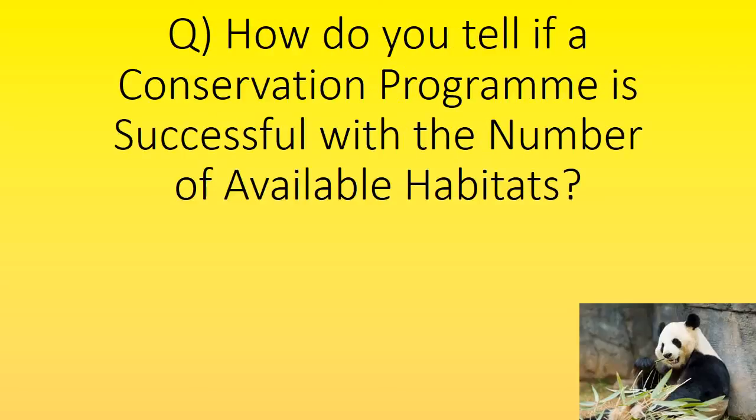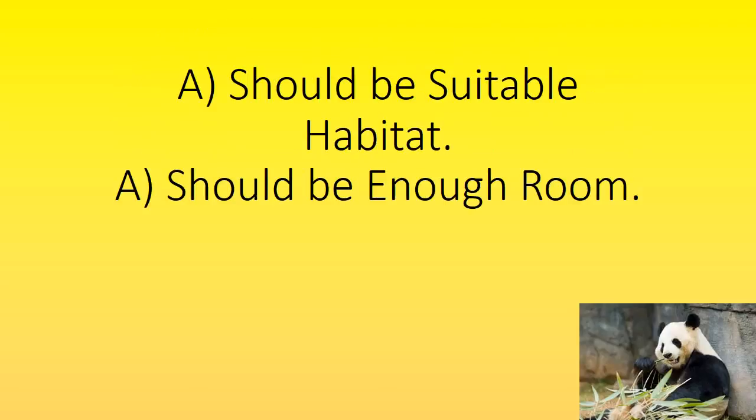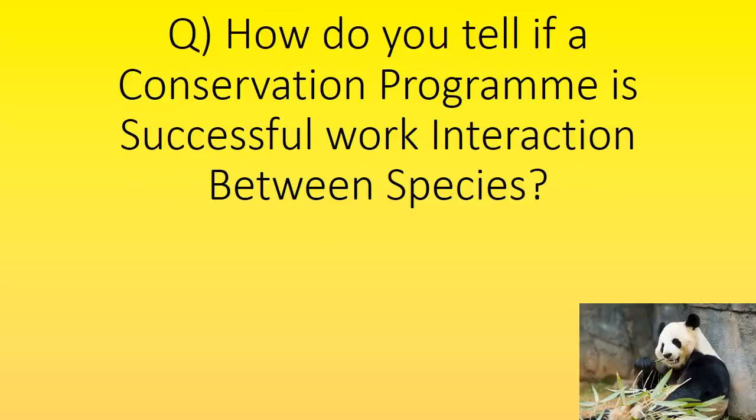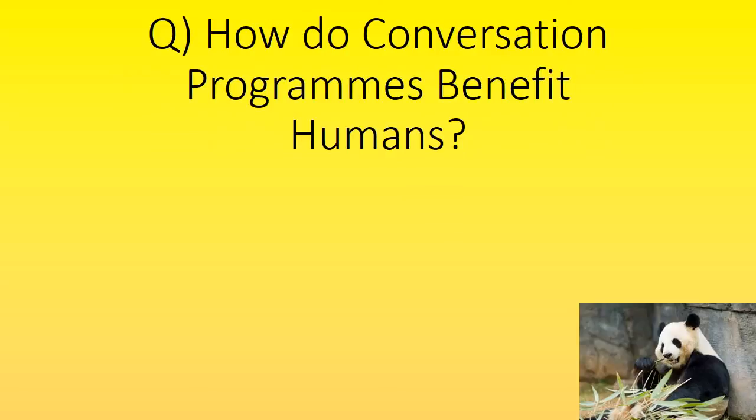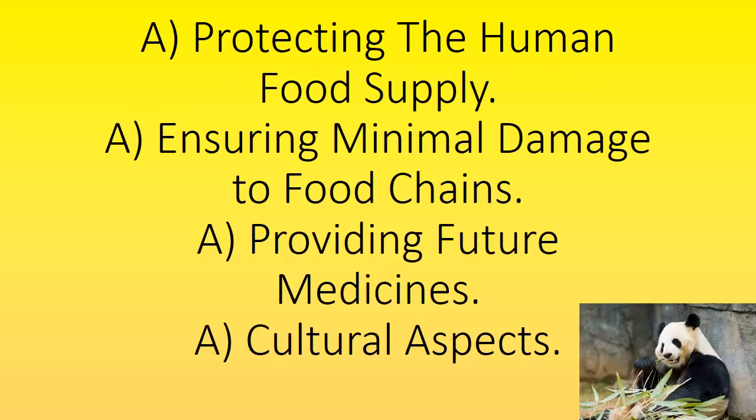How do you tell if a conservation program is successful with the number of available habitats? There should be suitable habitat, and enough room. With interaction between species? Species interact like they do in the natural world. How do conservation programs benefit humans? Protecting the human food supply, ensuring minimal damage to food chains, providing future medicines and cultural aspects.